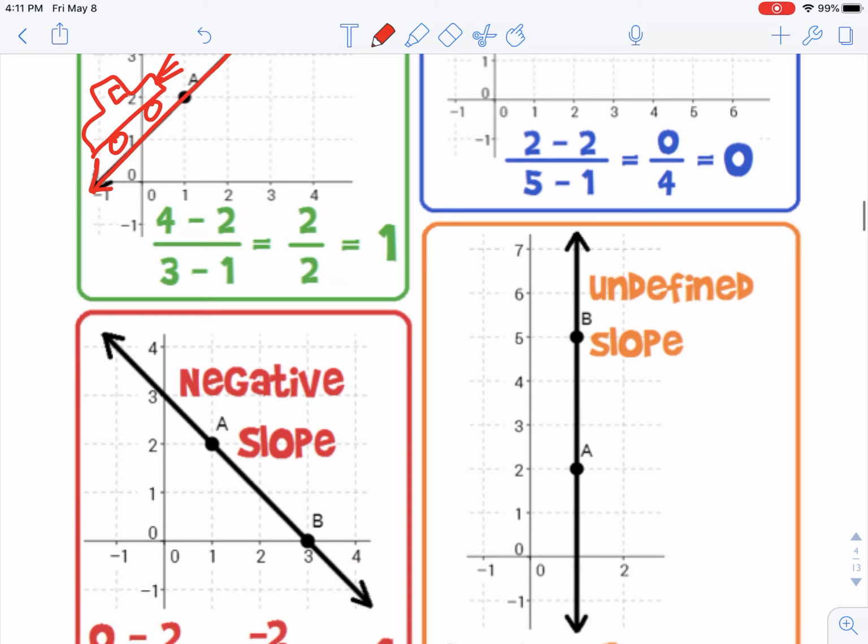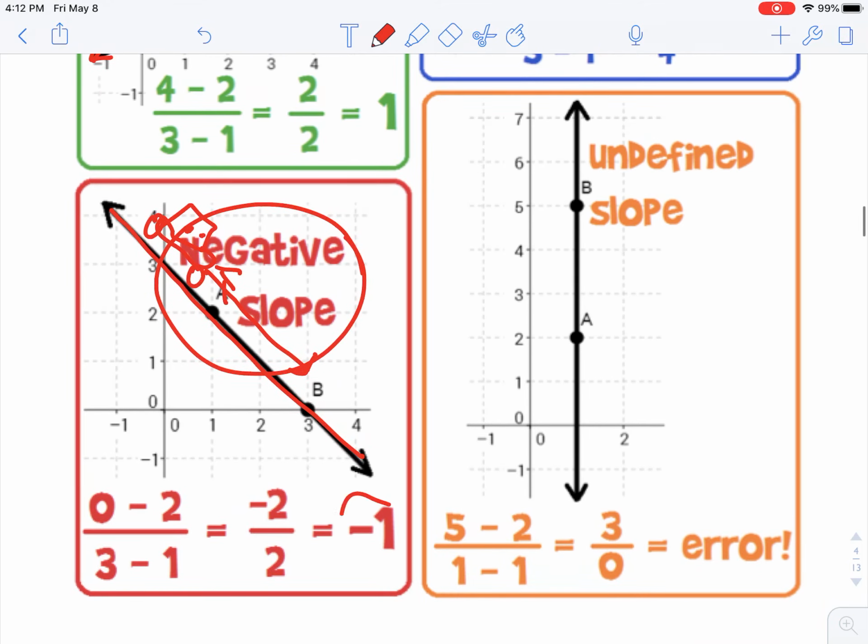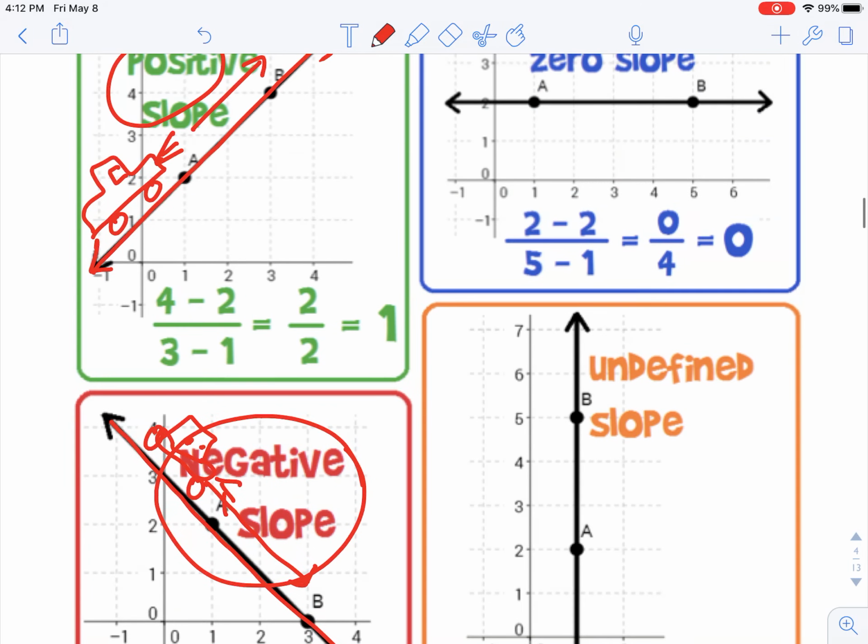Look down here though. What happens if it's going down, down, down the hill? Here's the car. I like my drawing of my car. It's going down the hill. It's going to fall down the hill. That's when we get a negative slope. Okay, so notice my answer here is a negative versus my answer up here was positive.